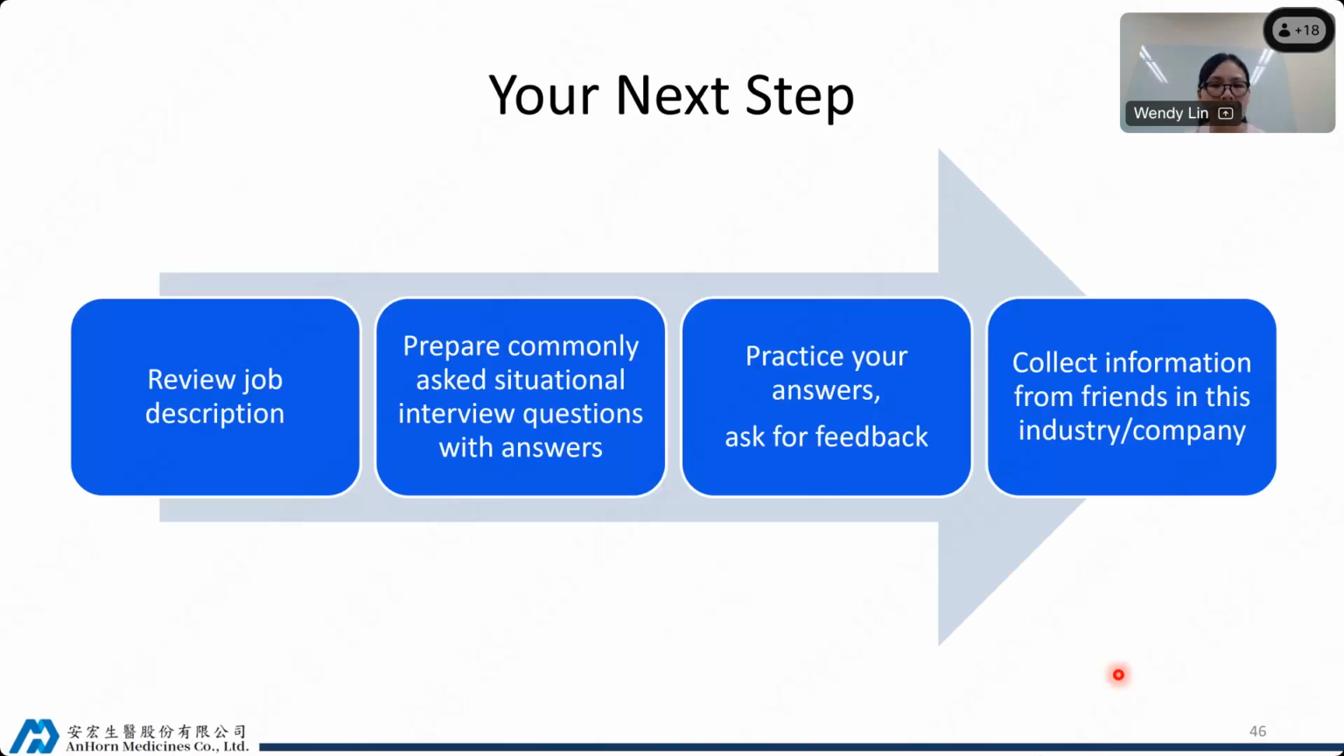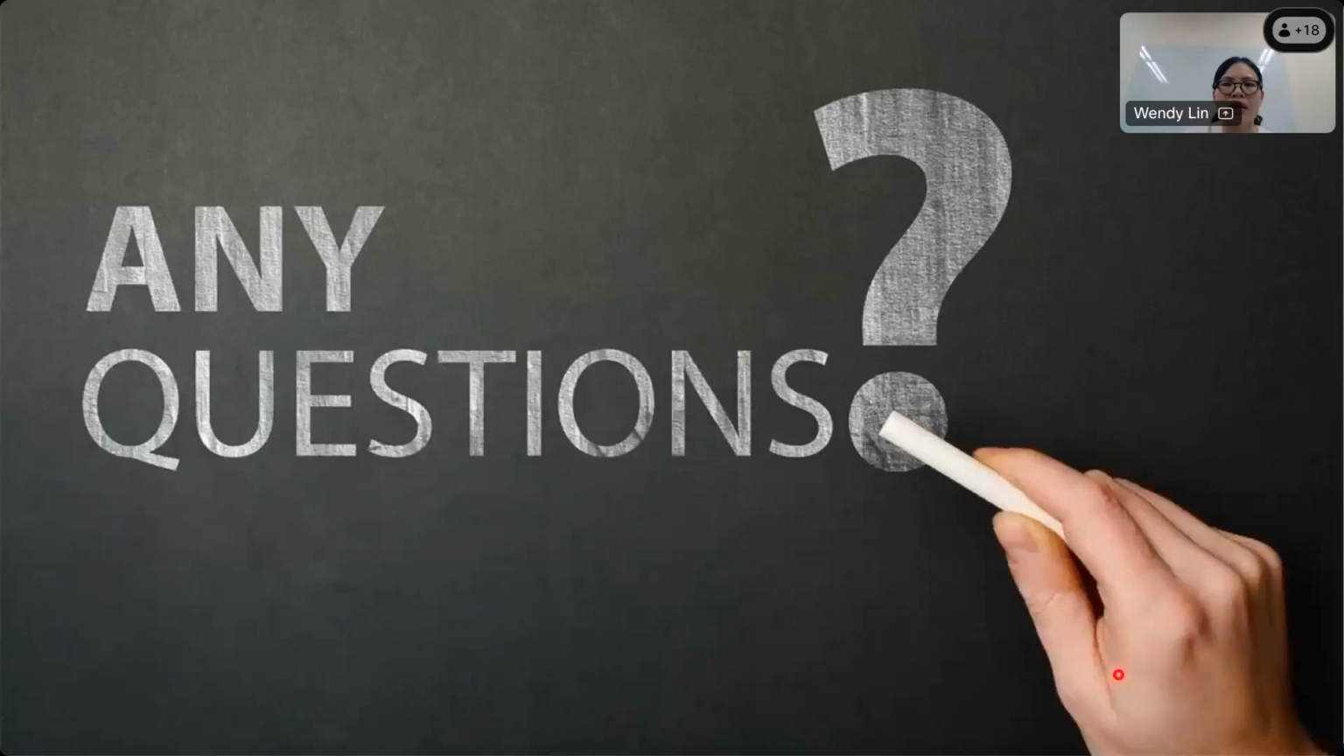And in terms of information, not only from public websites or press releases, you can also collect information from your friends in that network. So these are all of the recommended next steps for you. I would like to see if you have any questions, either about the interview or the resume writing. You can leave your questions in the chat box.